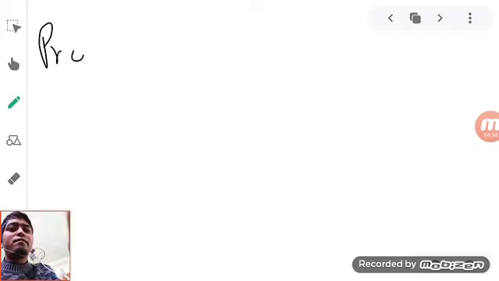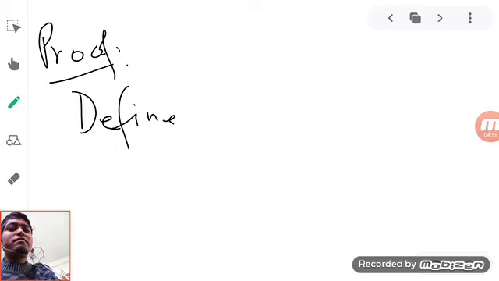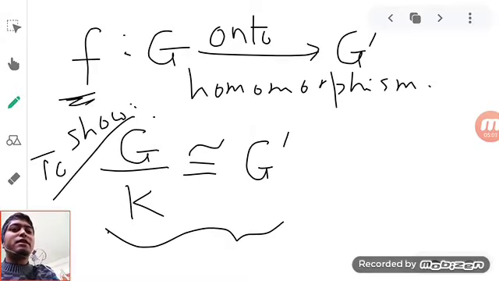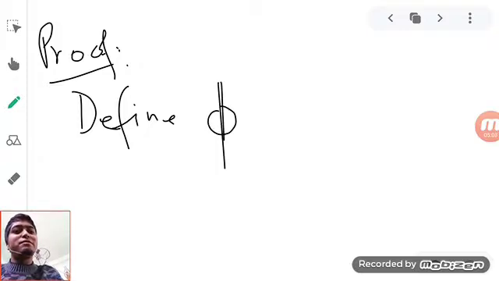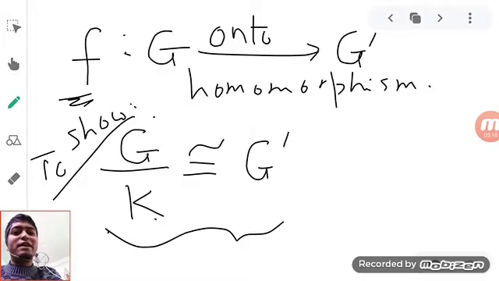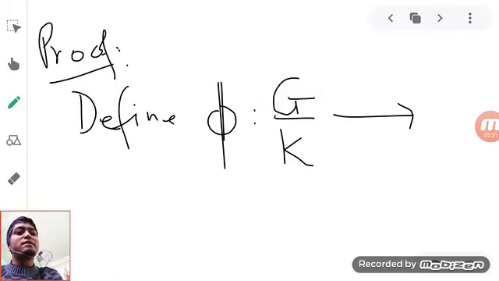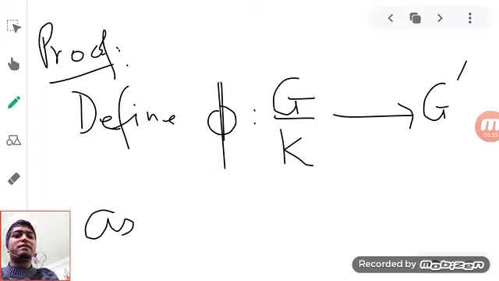Define. We can denote it with f, but f has already been used over here. So I will just use another letter for this, this Greek alphabet phi. Define phi from G by K to G dash. We need to show that G by K is isomorphic to G dash, so we have to define a function from G by K to G dash. How will we define it?